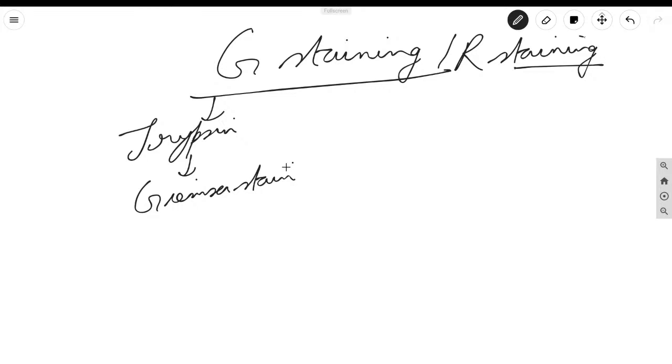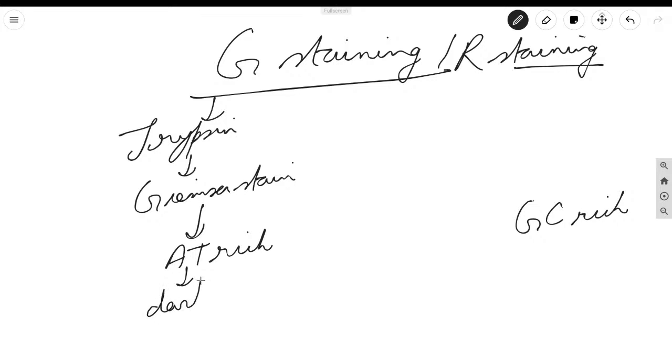Again, what happens is, you have the AT rich region and you have the GC rich region. So the AT rich region will be stained dark, meaning more staining will be done. In the GC rich region less staining will be done, so it will stain light. Again, gene rich and gene poor region. But in case of R staining, it will be opposite.